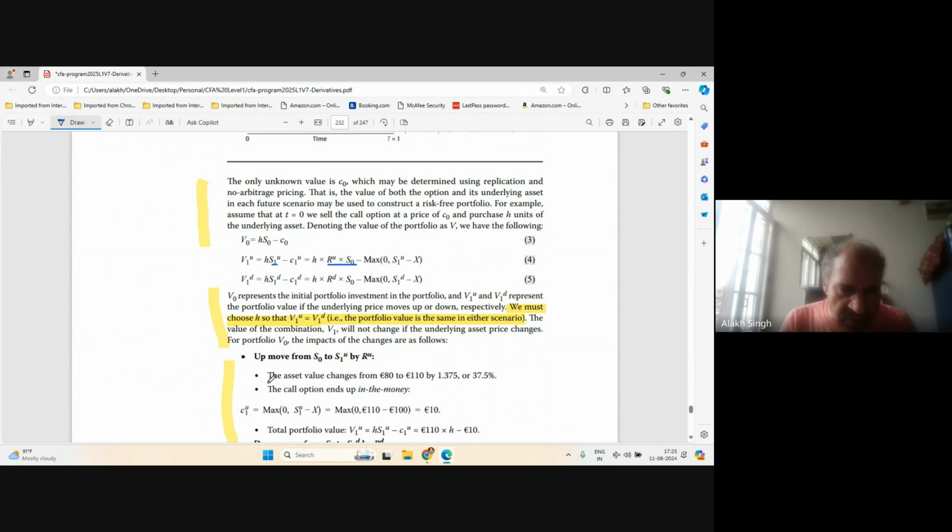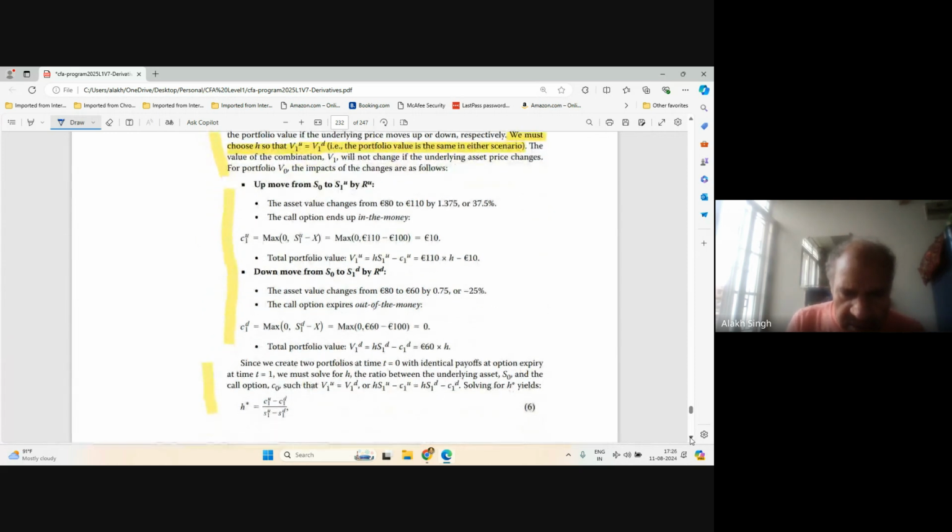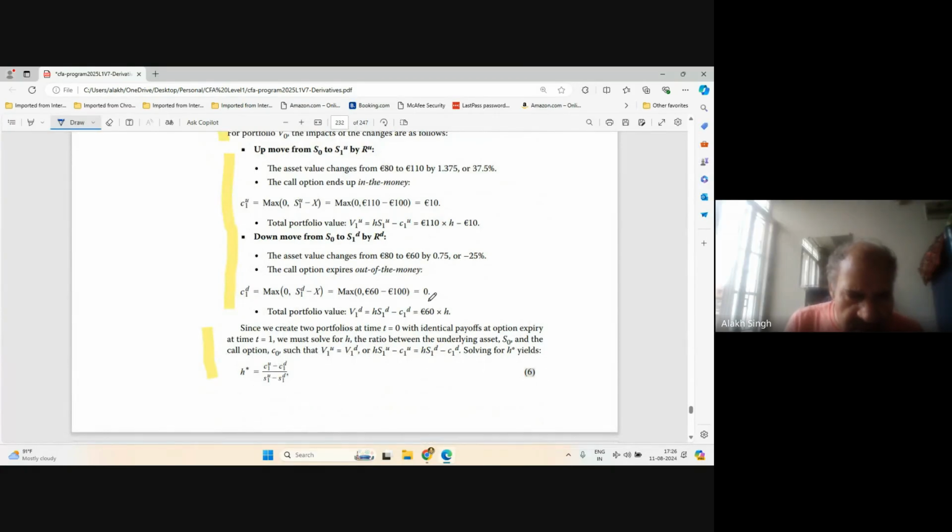So what we are doing, up move from S0 to S1U, then what will happen? The portfolio has gone up from 100 to 110. Okay, so RD means the ratio is 1.375, which is 110 divided by 80. And so what will be the value of C1? Obviously, we had calculated that it was 10. Payoff was 10, we had already calculated. So C1U is 10 and C1D was 0. That we had calculated. So C1D is here 0.